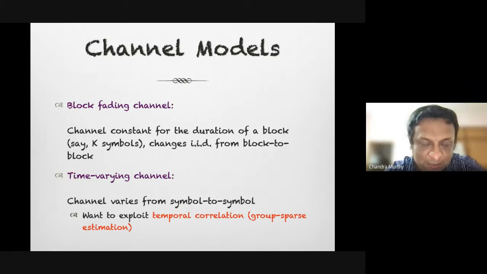The other case is where you have a time varying channel, so the channel varies from symbol to symbol. In this case, the channels are temporally correlated, and one can exploit this temporal correlation to improve the channel estimation performance.